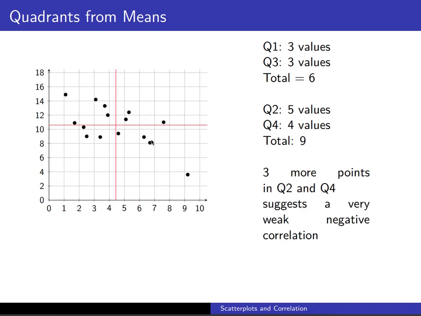So it's going to suggest a weak or a very weak negative correlation when we have more points in the second and fourth than we do in the first and the third. And again, if we look at a line that has a negative slope, especially if we have the y-intercept at the origin, it's going to go through the second and fourth quadrant if the slope is negative. So again, there's that relationship between the value of r and the direction that the data points are going, whether it's positive or negative.